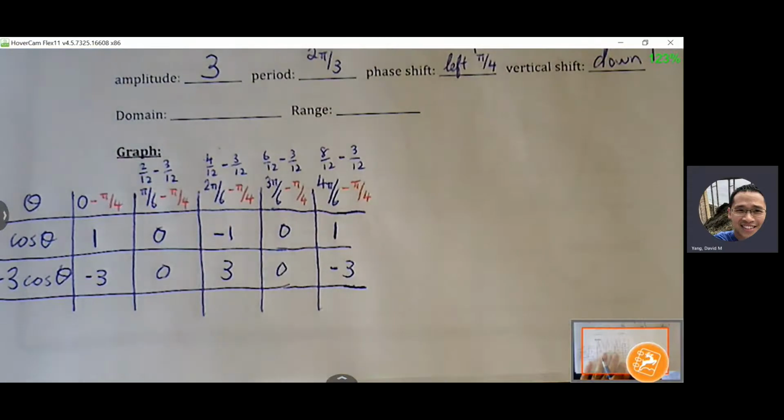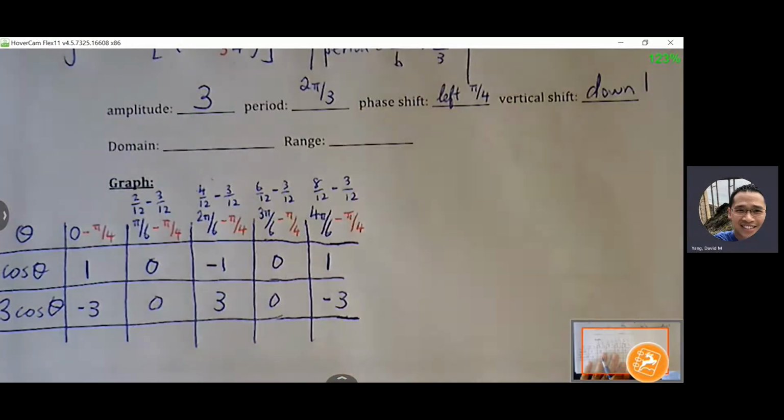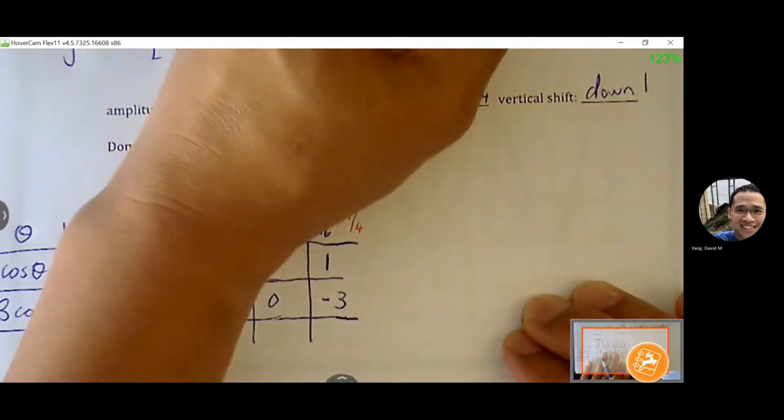I'm forcing a 12 for all the denominators. So 2 12s, 4 12s, 6 12s, 8 12s. And then my phase shift is really 3 pi over 12.